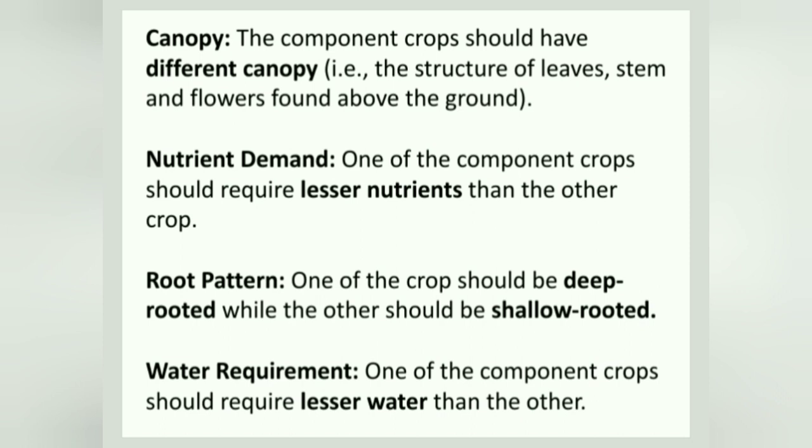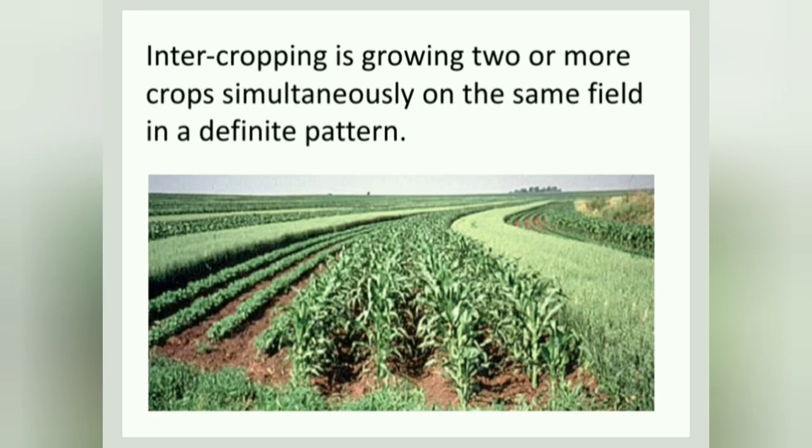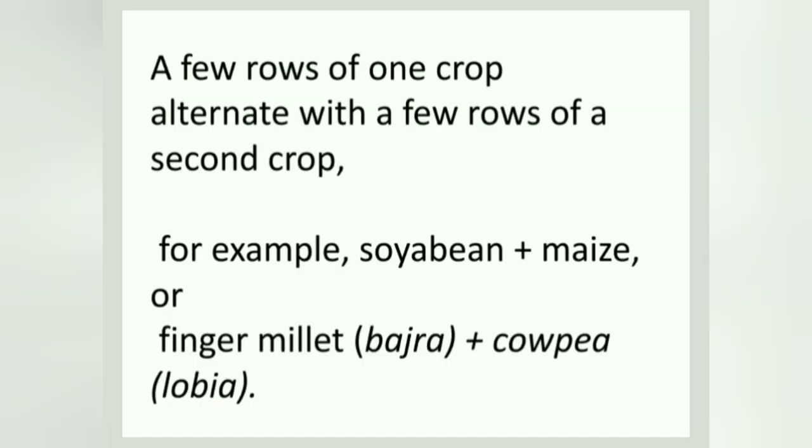Next is water requirements. One crop may require a larger amount of water, the other crop should require less water. Next type is called intercropping. Here it is called row pattern cropping. So row wise cropping is done in this type of cropping. A few rows of one crop alternate with a few rows of a second crop. So two important combinations are soya bean and maize, or finger millet and cowpea.